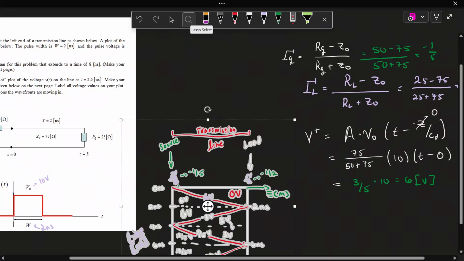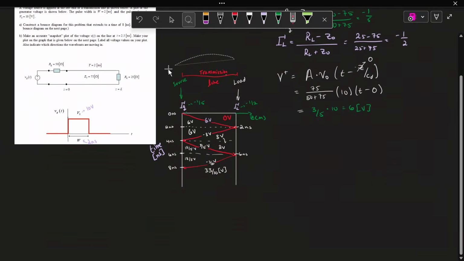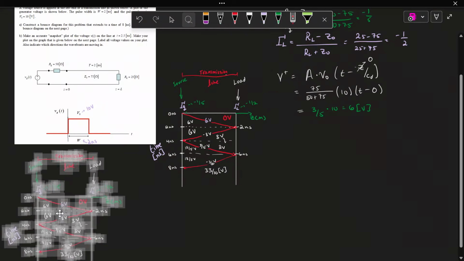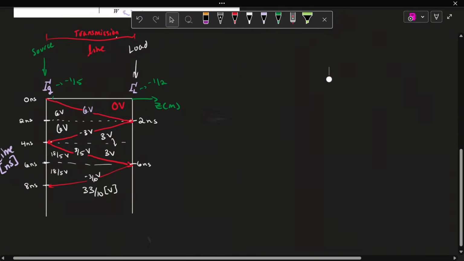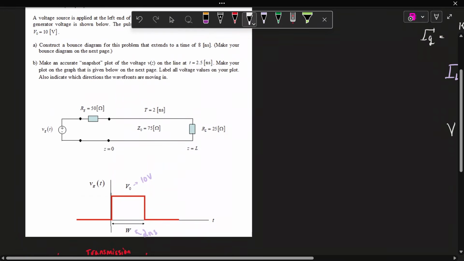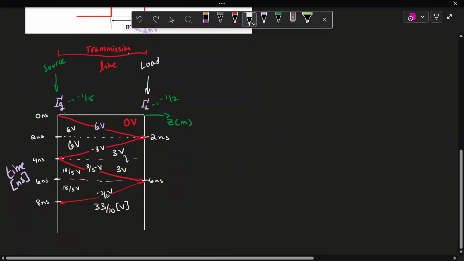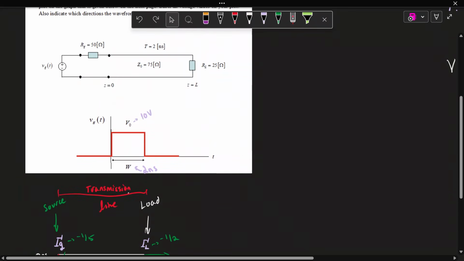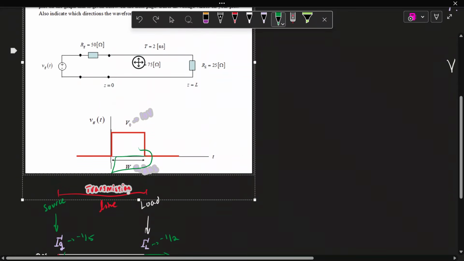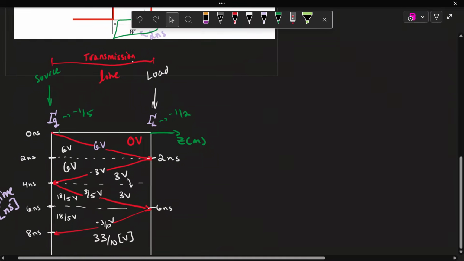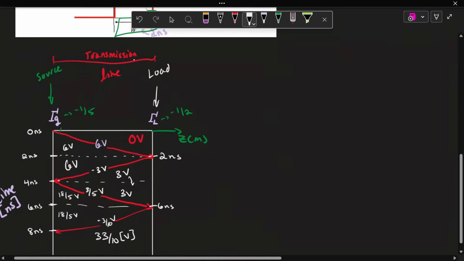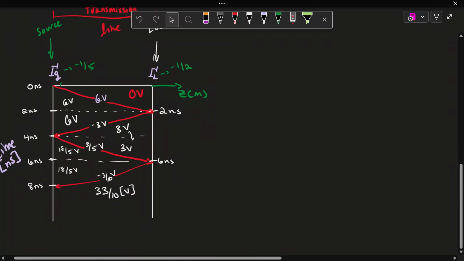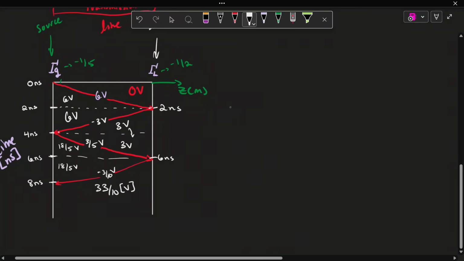Because this is a pulse diagram, or a pulse wave, what's going to happen is that pulse, the end of it won't end here. It'll lag a little bit. So what's going to happen here is it's going to lag by how much? By this width. So what we need to do is plot another bounce diagram after 2 nanoseconds. So where will it start? Well, it's going to start at 2 nanoseconds.